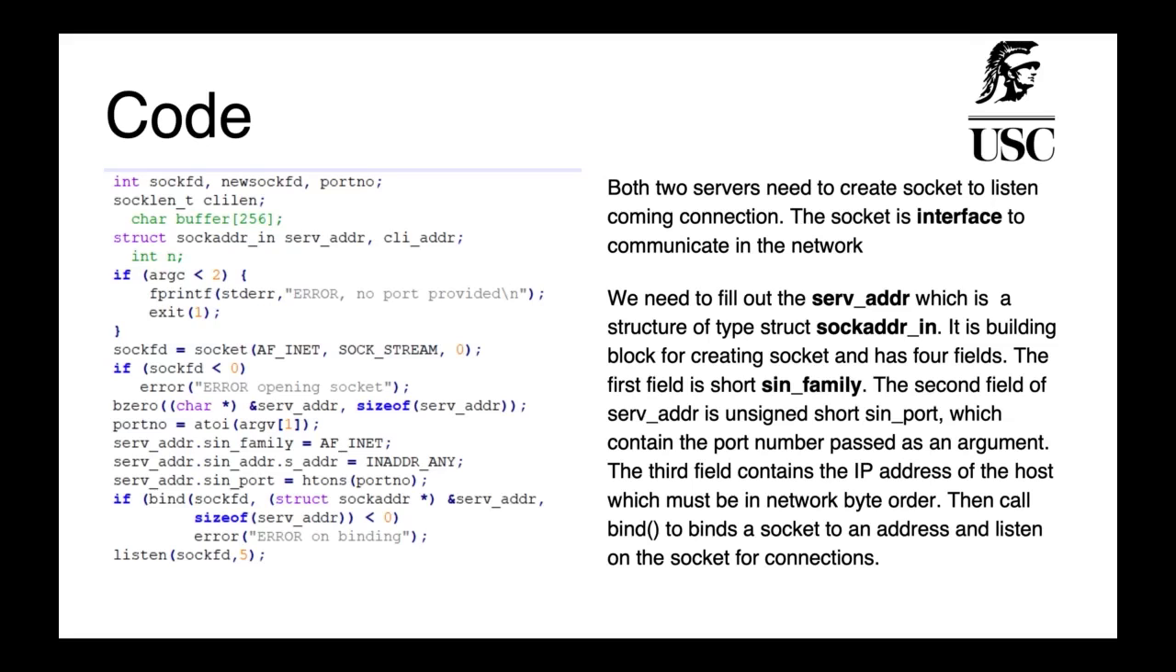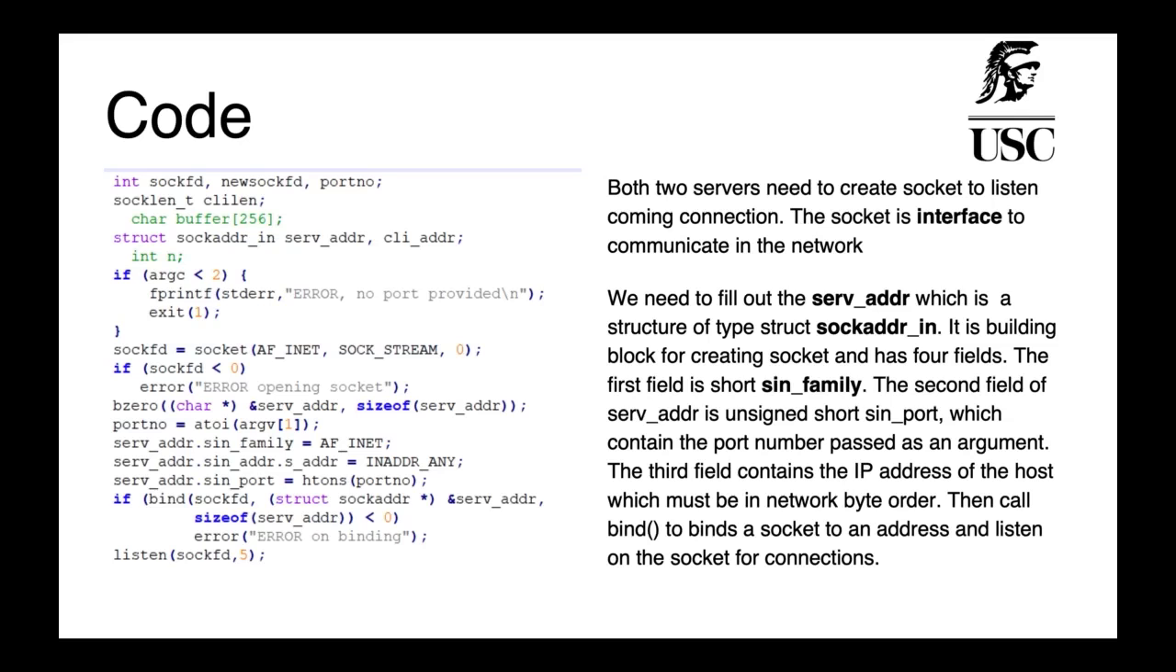And then we can see the bind system call binds a socket to an address, in this case, the address of the current host and the port number on which the server will run. Next is the listen system call, which allows the process to listen on the socket for connections. The first argument is a socket file descriptor, and the second is the size of the backlog queue. So basically it is the number of connections that can be waiting while the process is handling a particular connection.